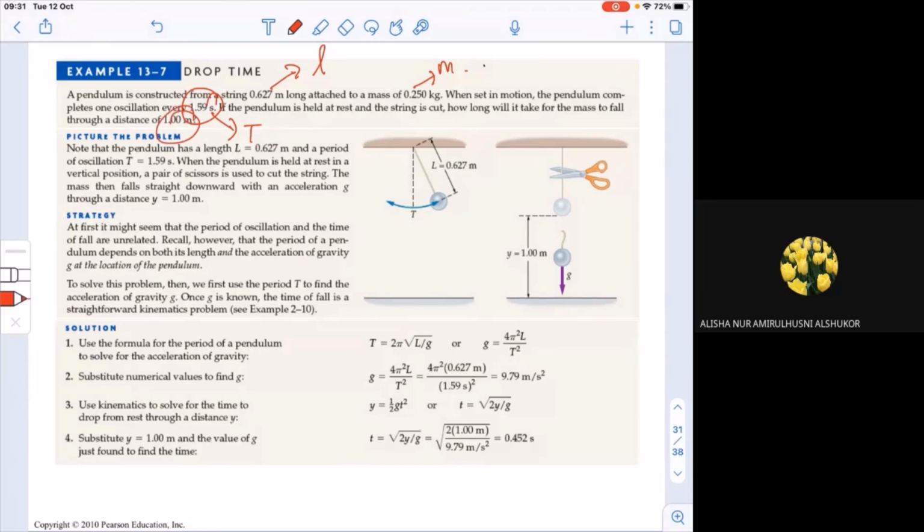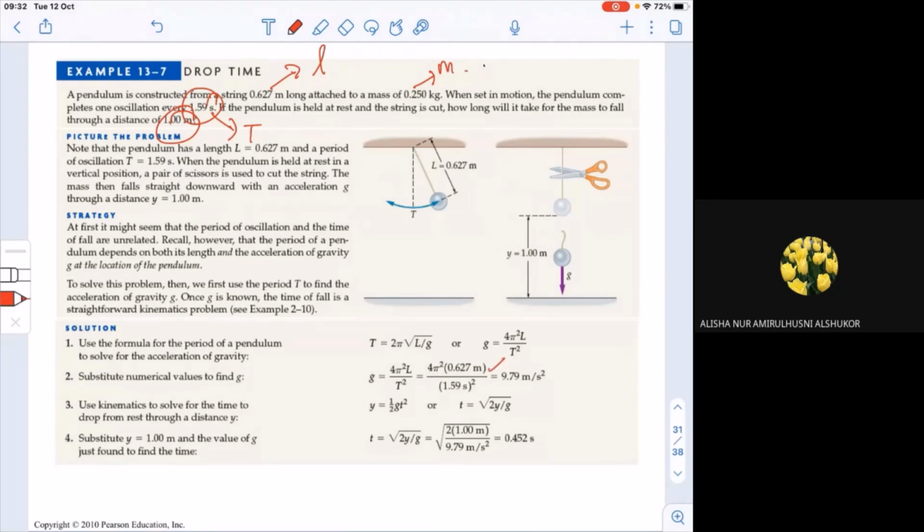The question now is, the pendulum completes one cycle, so it gives you some T, and if the pendulum is held at rest and the string is cut, how long will it take for the mass to fall? You need to know g. So again, we have T equals 2 pi square root of L over g. Then you need to find what g is. From here, g is given by 4 pi squared, and L is 0.627 meters here.